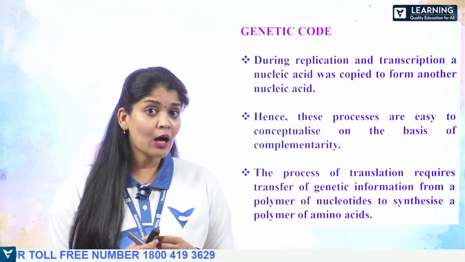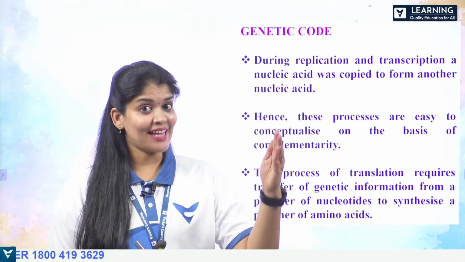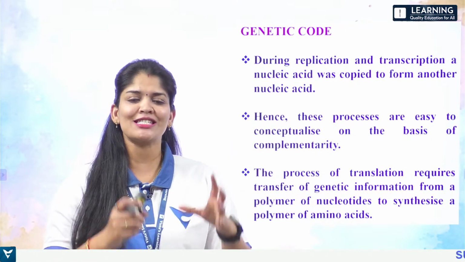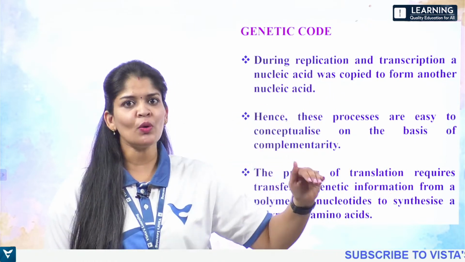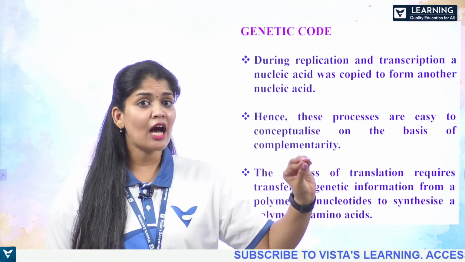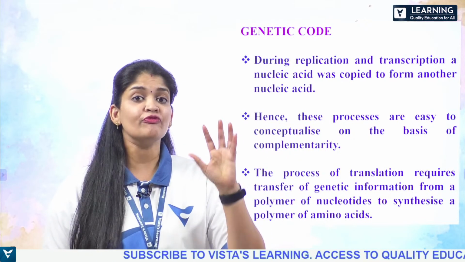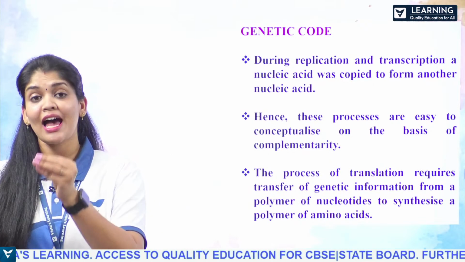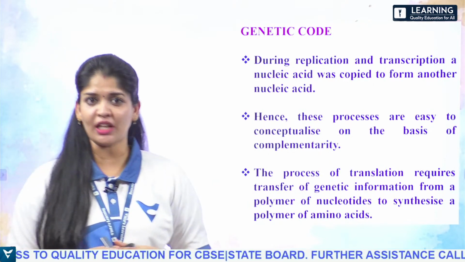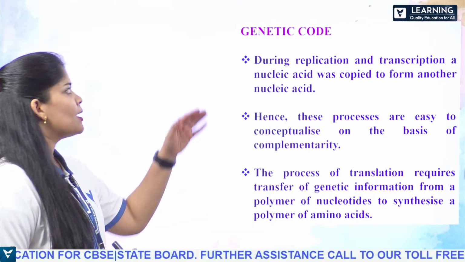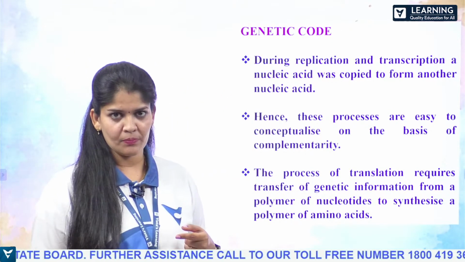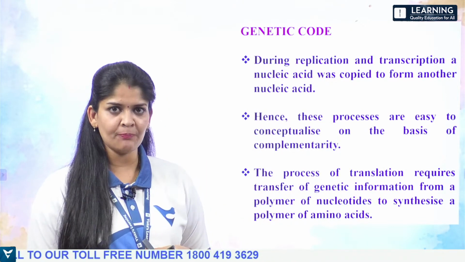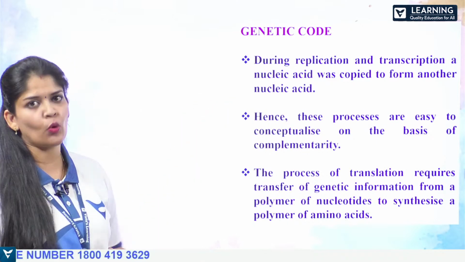Genetic information is stored in DNA. From DNA it goes to mRNA, that is RNA. From there, RNA gives the information on how the sequencing of the amino acids has to be in the structure of proteins. So before understanding translation, that is how the sequence of amino acids has to be placed to form the structure of proteins, we need to understand the genetic code.